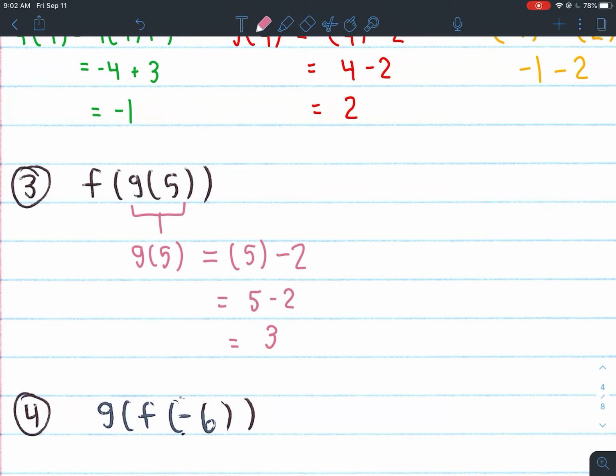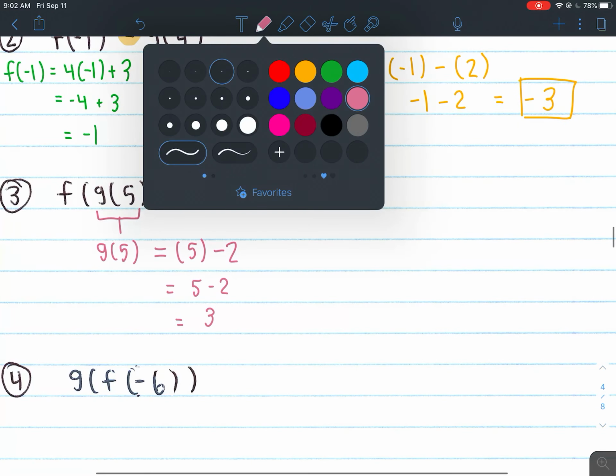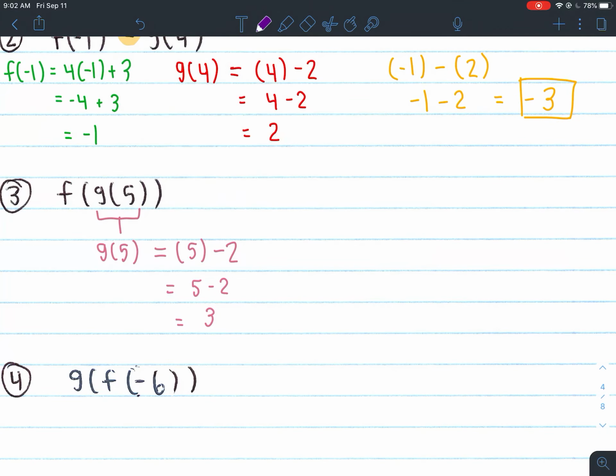Okay, but I'm not done because all I've solved for is g of 5. So what does g of 5 equal? It equals 3. So if g of 5 equals 3, then this actually just equals 3 on the inside of these parentheses, right? So now I have to solve for f of 3. Okay, so now I have to move on and find f of 3.